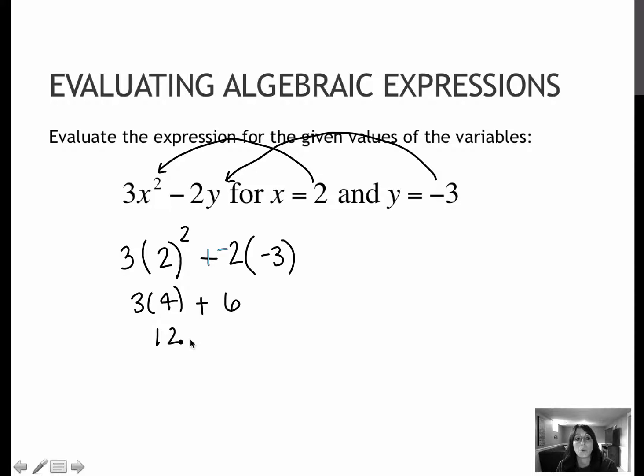3 times 4 is 12. All positive nice numbers now. 12 plus 6 is 18, and that's my solution.